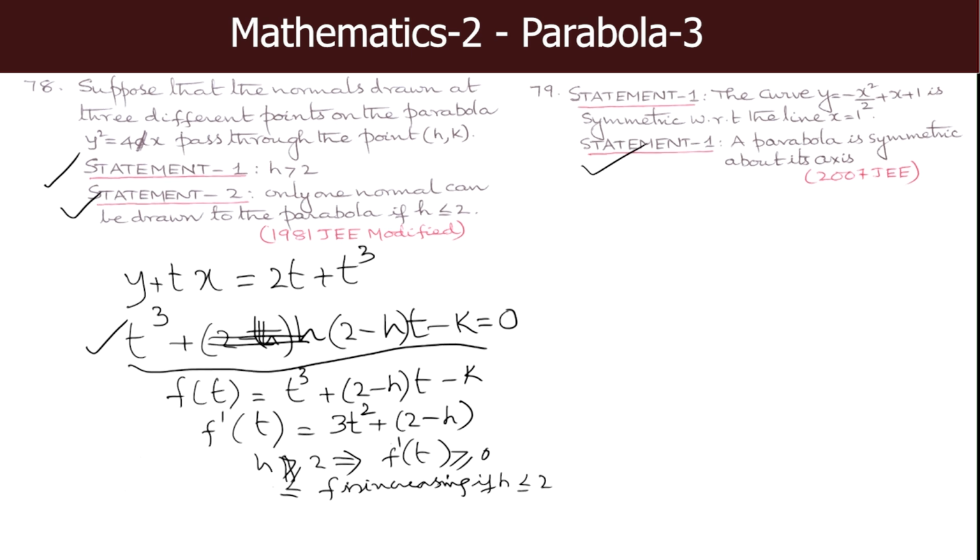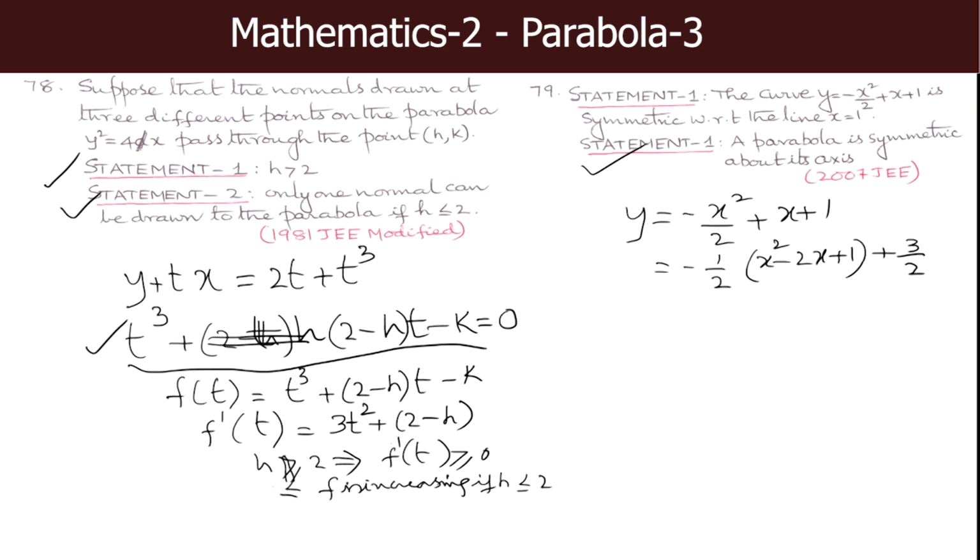So let's care for the first statement. If x equals 1 is the axis of the parabola y equals minus x squared by 2 plus x plus 1, we are done. Let's see. Its standard form is y equals ax squared plus bx plus c. Take minus half common: x squared minus 2x, plus 1. Minus half means plus half, so 1 plus half, 3/2, we can write like this.